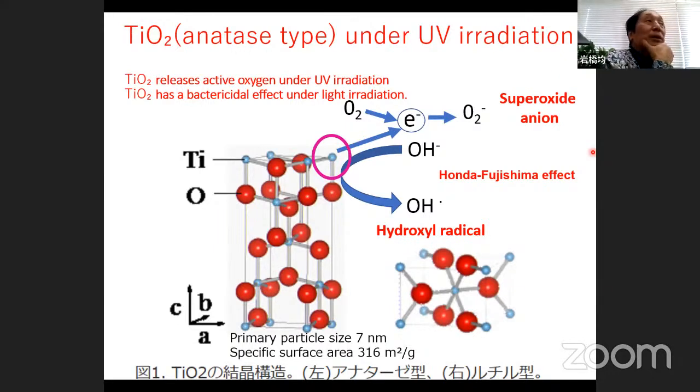Anyway, dust or particles are dangerous to our body. Not only nanoparticles, fine particles are also dangerous. So in any case, we have to take care about dust or particles.